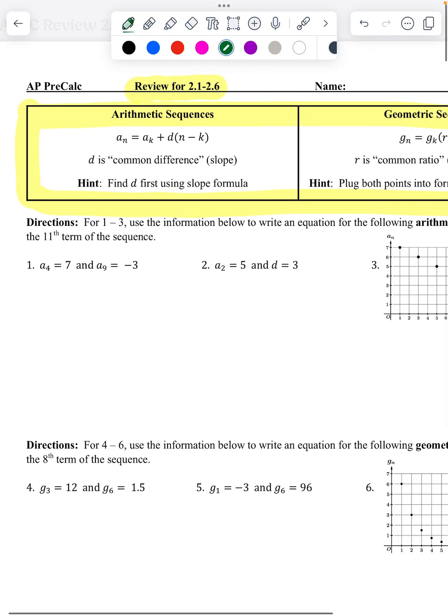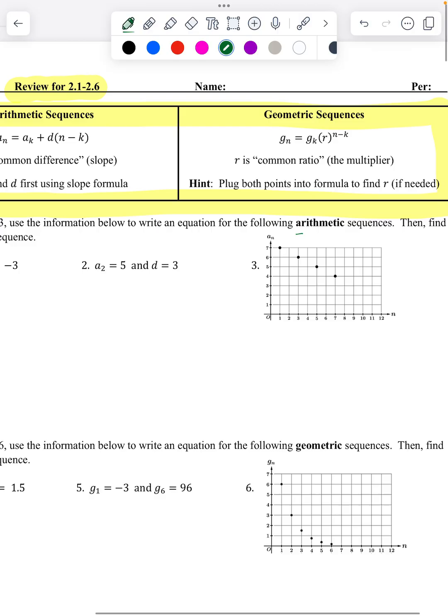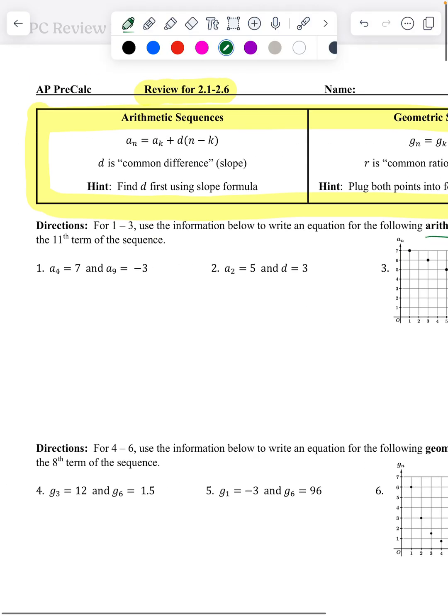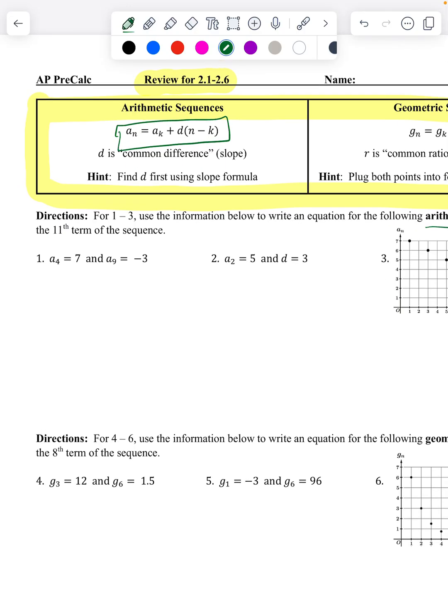So it says for 1 through 3, use the information below to write an equation for the following arithmetic sequences. So right away, you know there's a common difference. You know that you should be using this formula to find everything that you need to know, and then find the 11th term. Okay, so we need an equation, and then we need a sub 11.